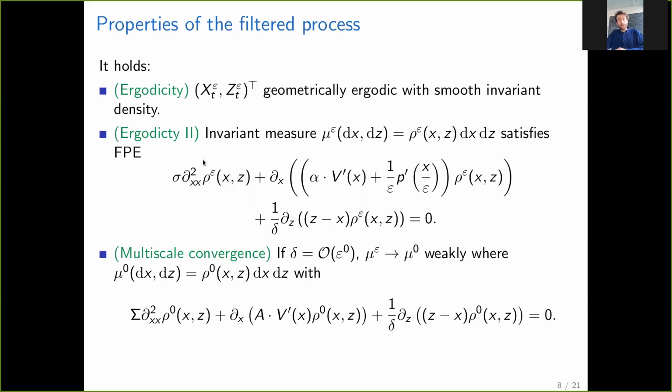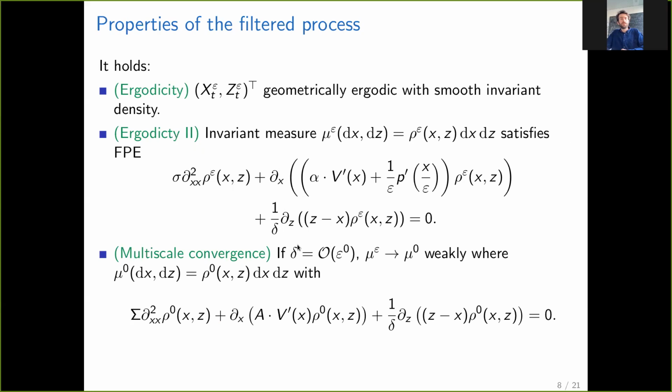So again, on ergodicity, we have that the invariant measure mu epsilon has a density rho epsilon, which satisfies some stationary Fokker-Planck equation, where you can see here the multiscale potential, you can see here the diffusion term, and this additional term here is given by the filtering.